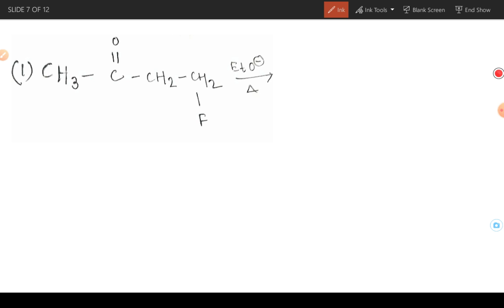First of all, you need to look at what is given: EtO minus. What is it? This is a very strong base, which is a very good nucleophile as well. This EtOH is a very good nucleophile. Very good nucleophile.